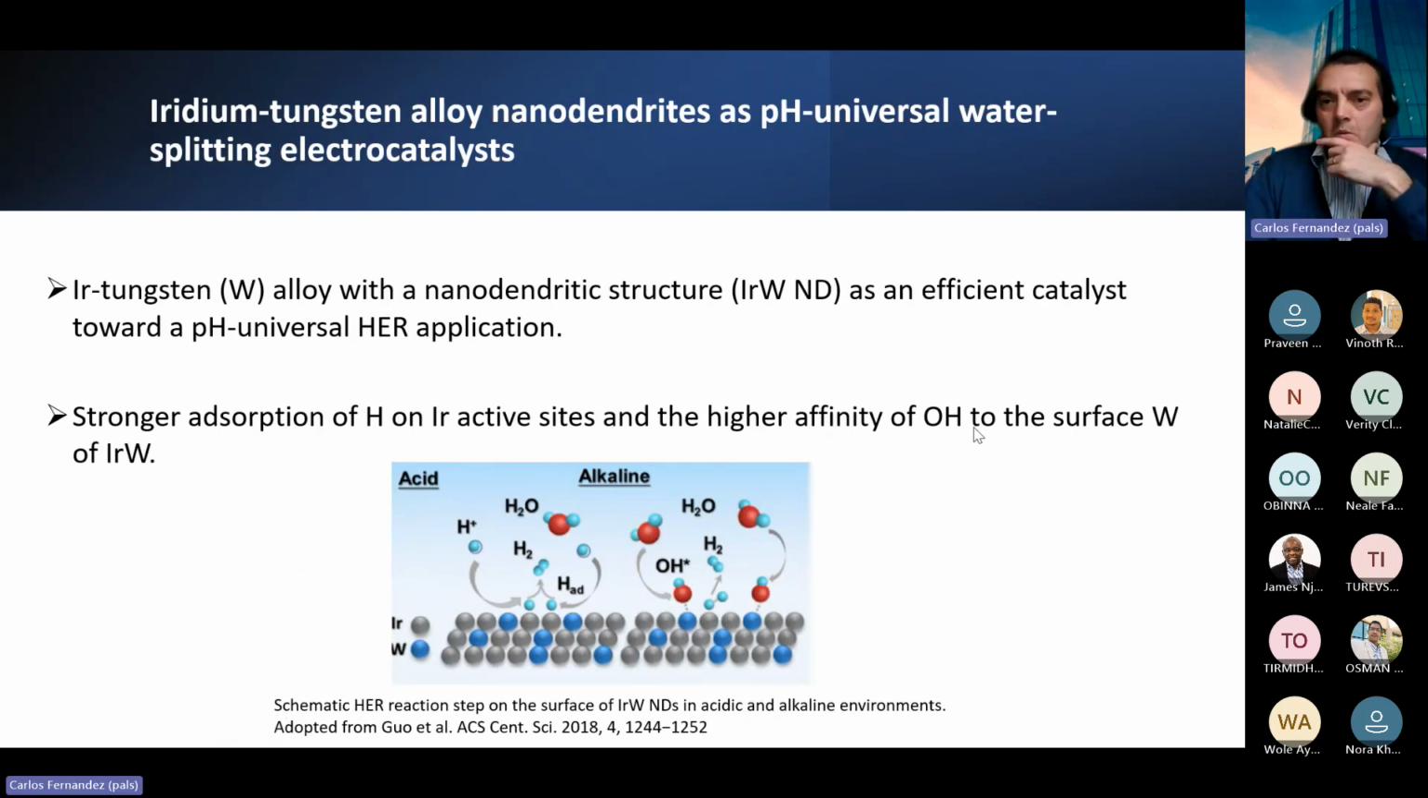The other one we have mentioned, and it was on the list or on the figure that I was showing you, is iridium and wolframium, or tungsten. That is another interesting publication, looking at those absorption aspects for the electrocatalysis of water splitting.